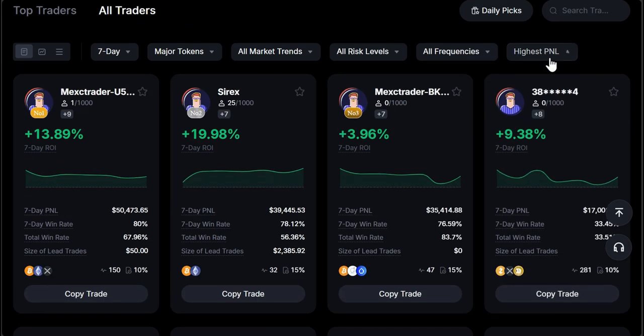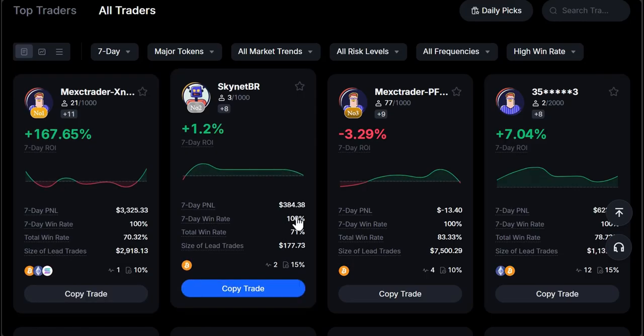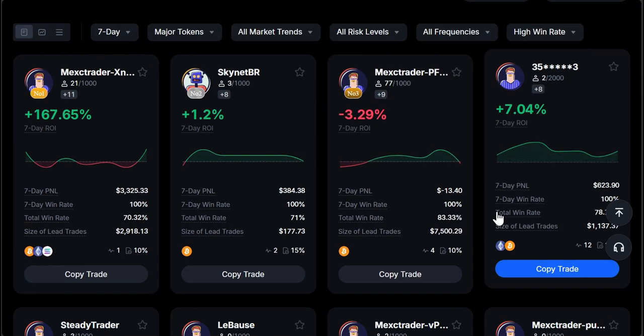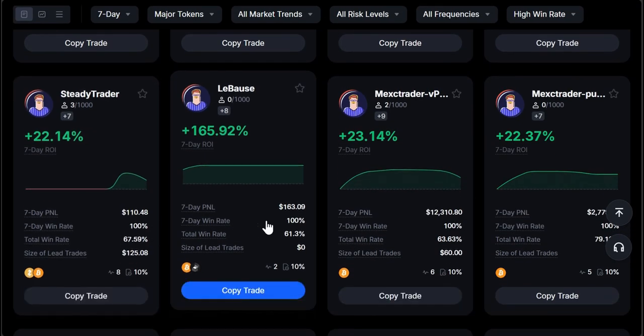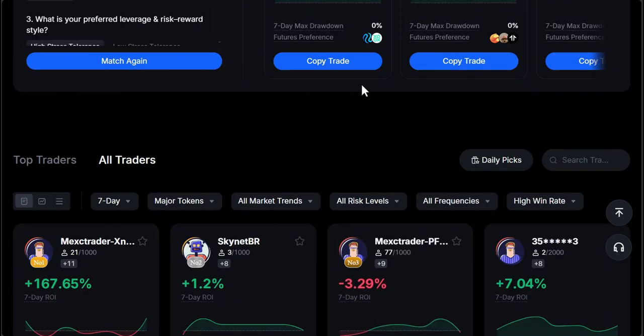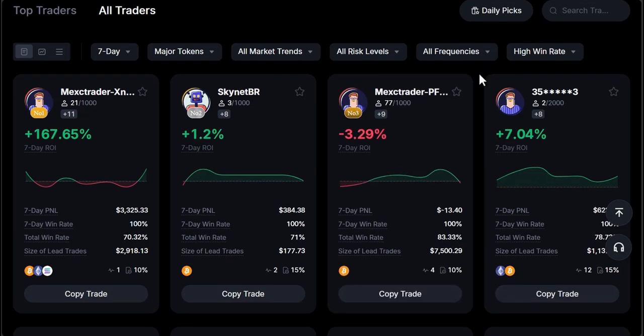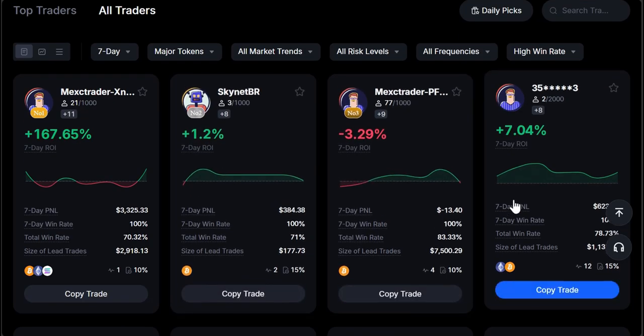Win rate indicates the percentage of trades that made money. At least 50 to 60% is ideal. But do keep in mind that a 100% win rate is usually a red flag. It means they're probably not closing losing trades and letting them run, which can lead to massive losses later.